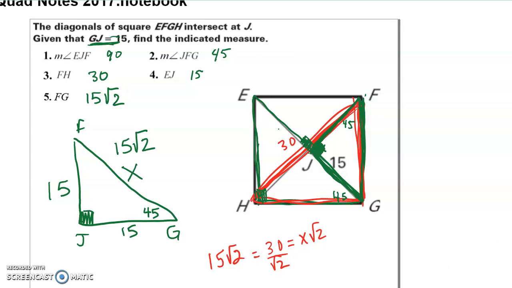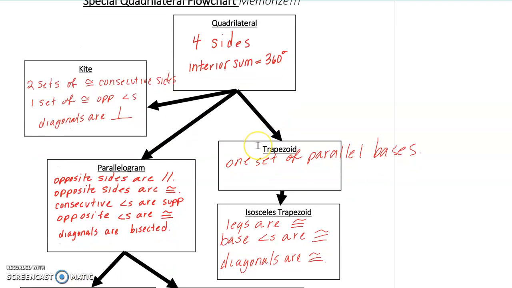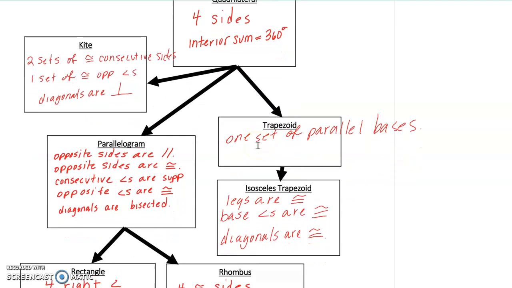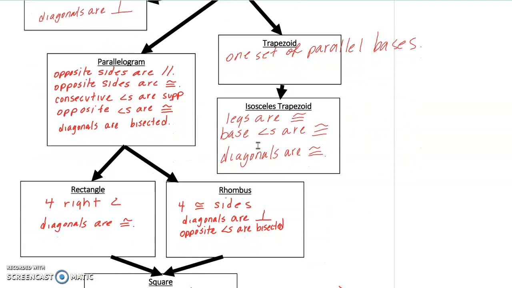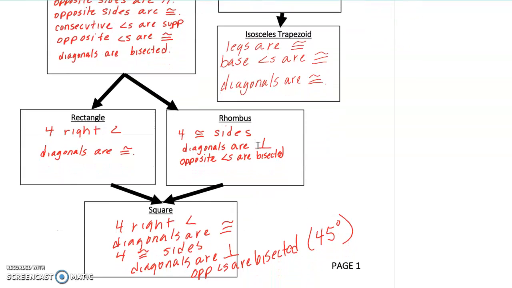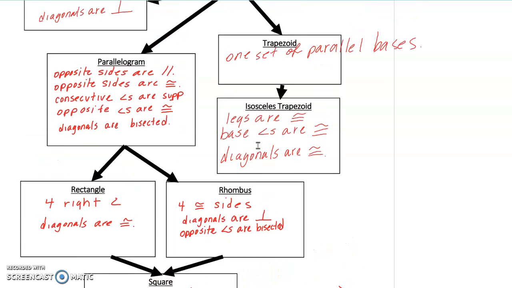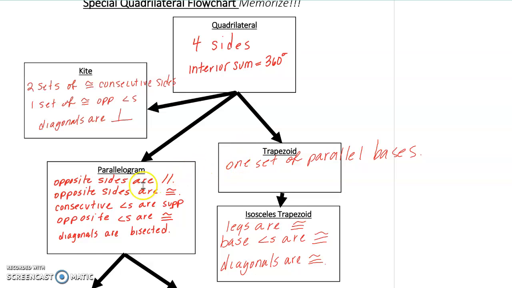We're done. Don't forget, again, I'm showing it one more time. Your flow chart should be filled in. You shouldn't have trapezoids or kites yet, but you should fill these in. This is going to be your easiest go-to to know your properties.